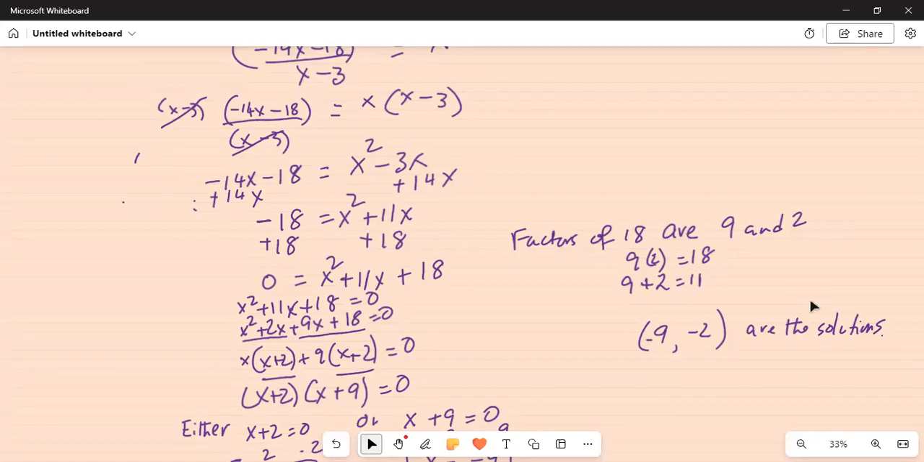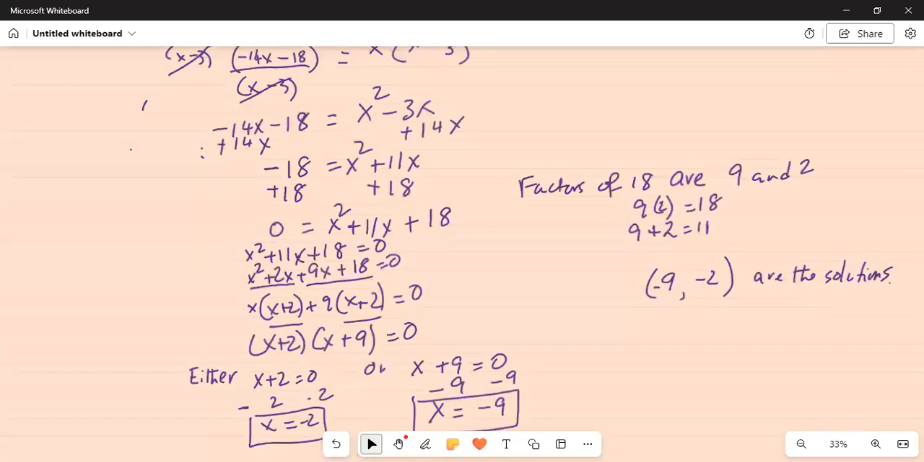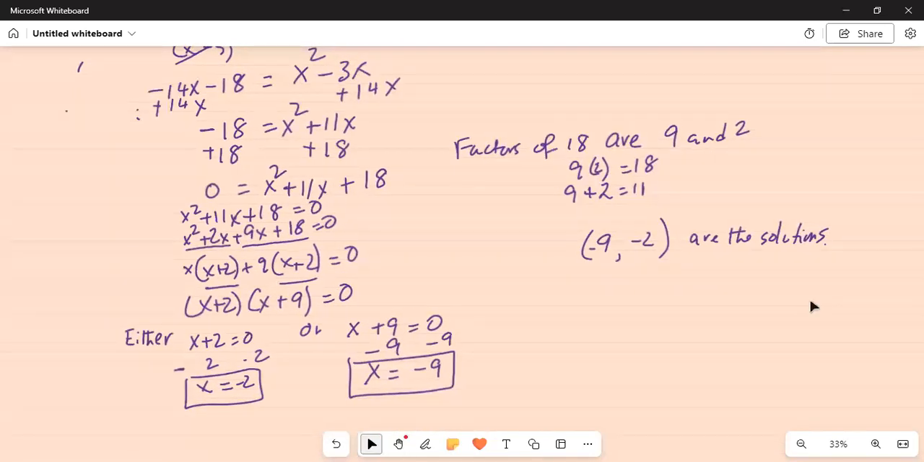I'm looking for two factors of 18, which when added together will give us 11, which is 9 and 2. So the two factors are x plus 2 and x plus 9, and they're equal to 0. So either x plus 2 is equal to 0 or x plus 9 is equal to 0, which gives us the solution minus 2 and minus 9.